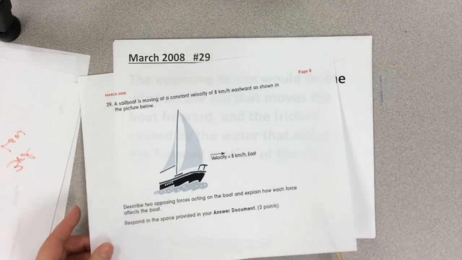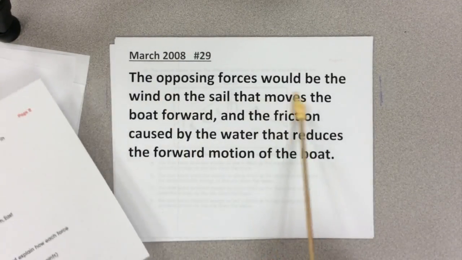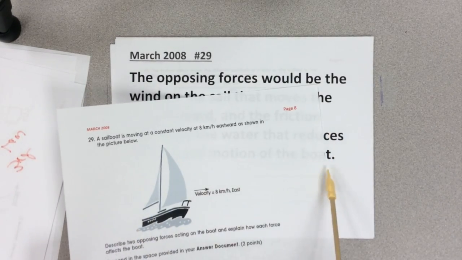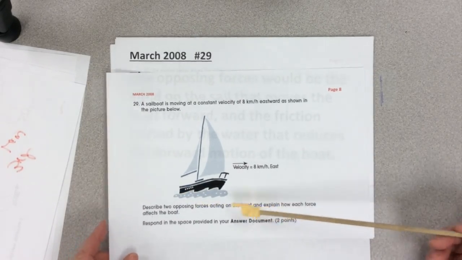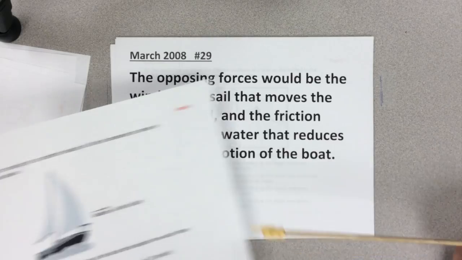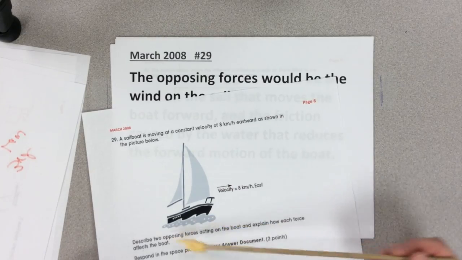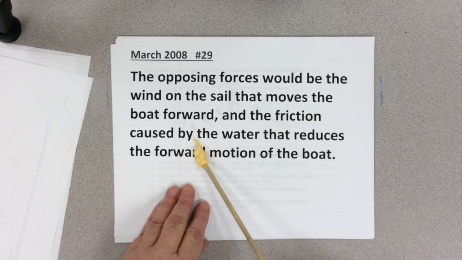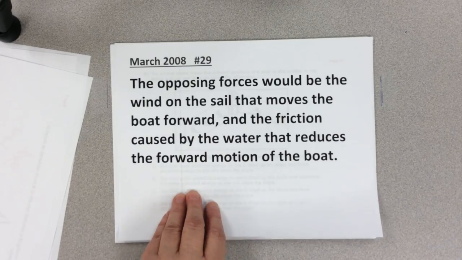And there's really not a whole lot of choice in this problem. Sometimes you have more choice when you answer, but basically the opposing forces would be the wind on the sail that moves the boat forward, so the wind pushing on the sail, and the friction caused by the water. So the boat has to cut through the water, so the water is causing friction that reduces the forward motion. It still gets to move forward because the forward force is greater than the force of the water holding it back. But those would be your two opposing forces: the wind on the sail propelling you forward, and the friction causing the boat to go a little bit backward.